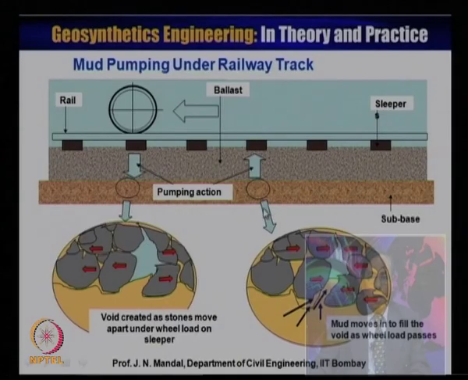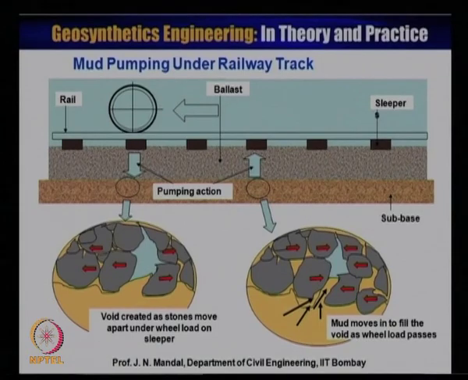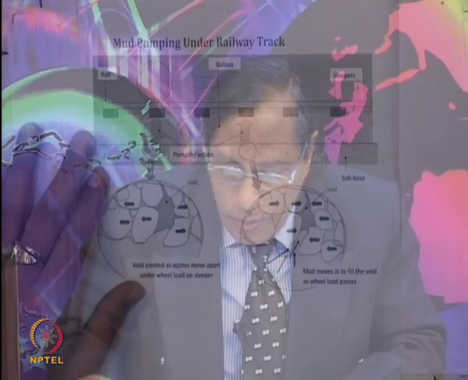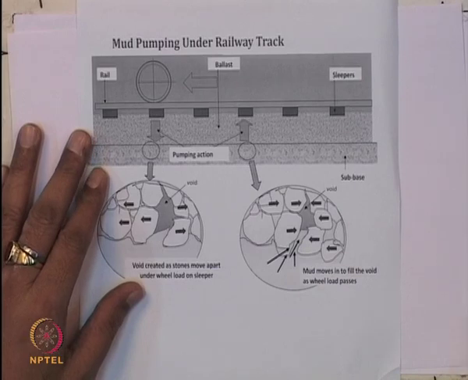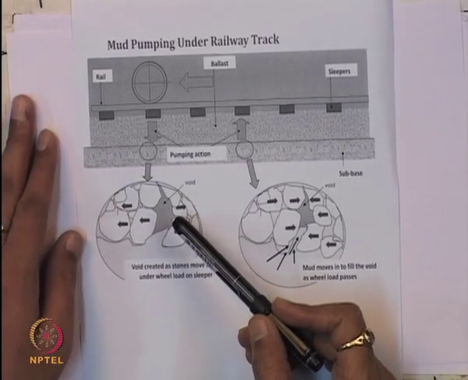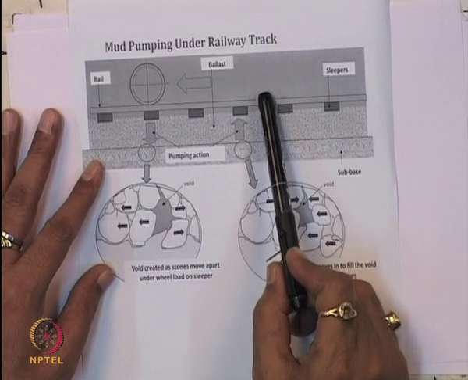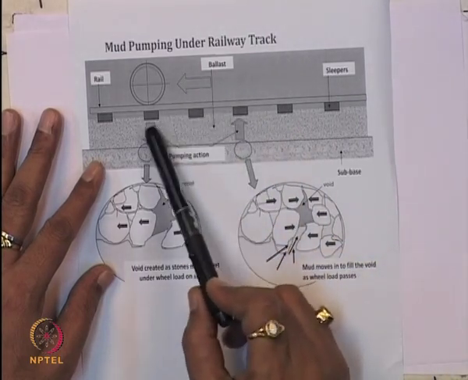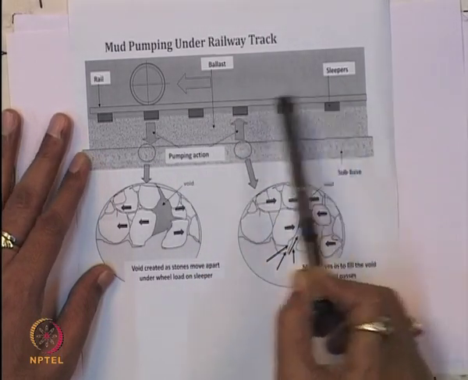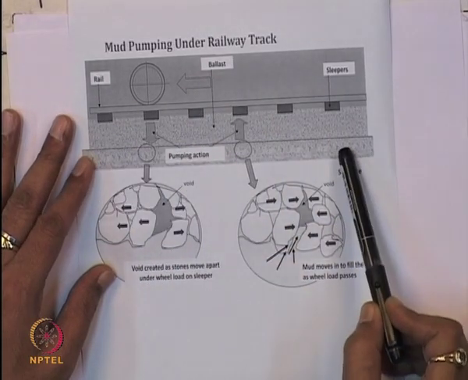Now, another great problem is mud pumping under the railway track. You can see here this is the mud pumping under the railway track. At the time of the railway wheel, this is the railway wheel over the sleeper. So this is the sleeper, this is the ballast, this is the railway track, and this is the sub base.